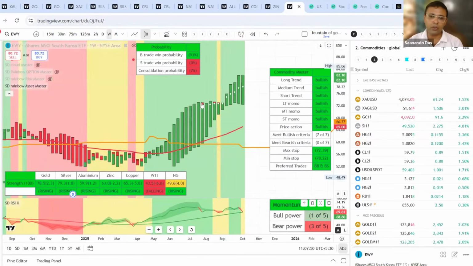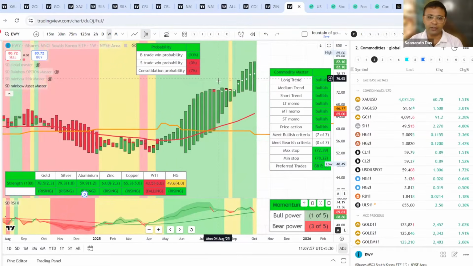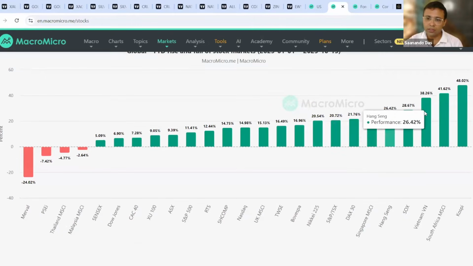And this is what you can see. Awesome move has happened in South Korean index, up 48%. So EWY is an exchange traded fund through which we could invest in the South Korean ETF, that is the index. Let's get back and have a quick look at what happened to the rest, like Hong Kong. Here one can invest from India through Hang Seng ETFs.